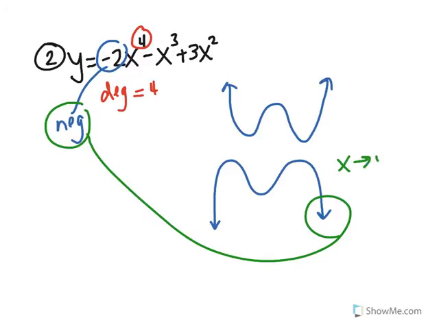So as x approaches infinity, so as x gets bigger, our y values get smaller. As x goes to negative infinity, our y values also approach negative infinity.